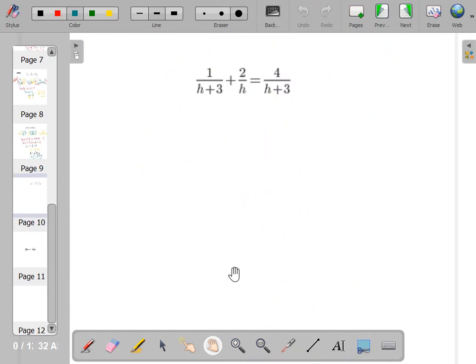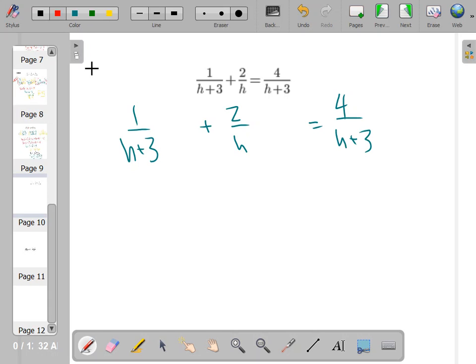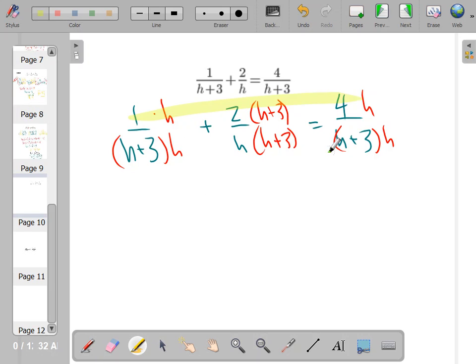Let's try another one. h plus 3. So this guy has an h plus 3, this guy has an h, and this guy has an h plus 3. So what's everybody need? He needs an h. If you do it in the bottom, you got to do it in the top. He needs an h plus 3. You do it in the bottom, you got to do it in the top. And he needs an h. Now they all have the same denominator, so you can just focus on the numerator.